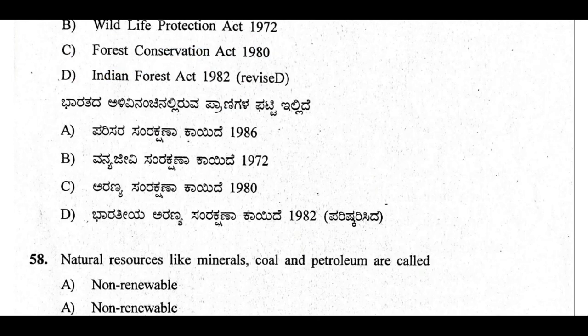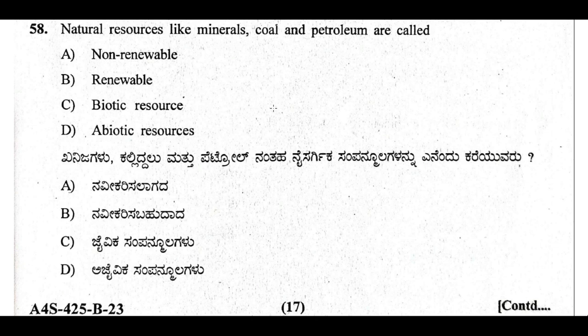Question number 58. Natural resources like minerals, coal, petroleums are called A, non-renewable, B, renewable, C, biotic resource, D, abiotic resource. Like mineral, coal, petroleums, all these are non-renewable resources. Non-renewable energies include the coal, natural gas, oil, nuclear energy. Once these resources are used up, they cannot be replaced, which is a major problem for humanity, as we are currently dependent on them to supply most of our energy needs. So, the mineral, coal, petroleums are non-renewable energy.